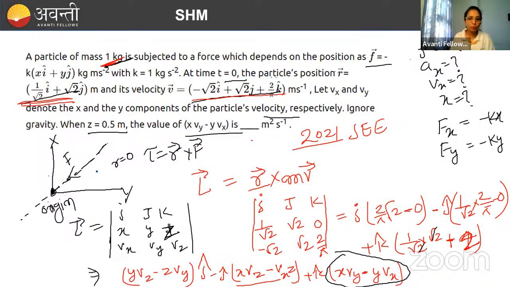1 by root 2 into root 2. So this will become 1. 1 plus 2 will become equal to how much? 3. So value of X Vy minus y Vx became equal to 3.